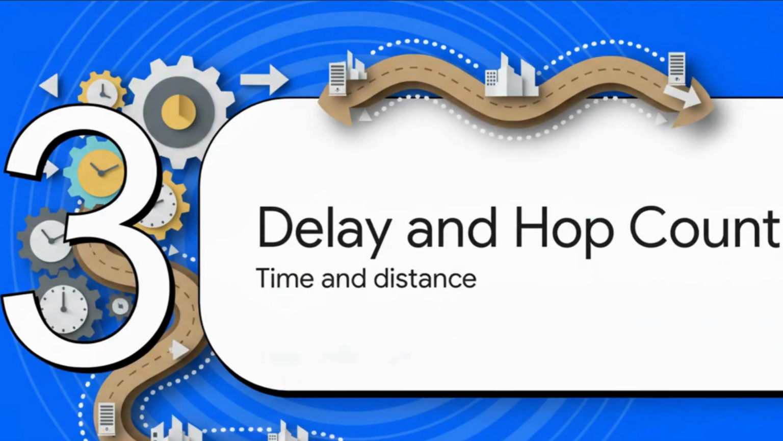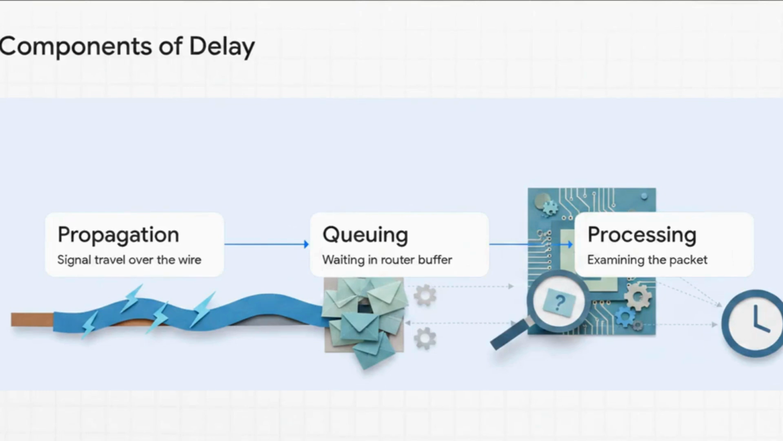All right, Section 3, Delay and Hop Count, factoring in time and distance. Raw speed isn't everything, right? Time and network structure matter just as much. Let's actually slow down for a second and map out the sequential journey of a packet. Delay is the total time required for a data packet to travel from the source to the destination, and it's a compounding issue.